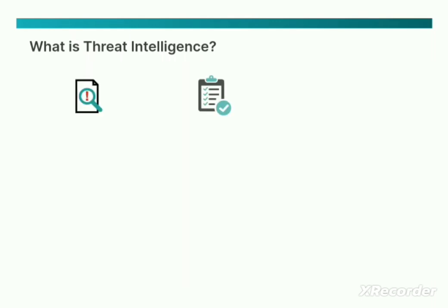This definition tells you that threat intelligence possesses three requisite characteristics. Threat intelligence is information that is relevant, actionable, and contextual. Threat intelligence must be relevant to your organization.